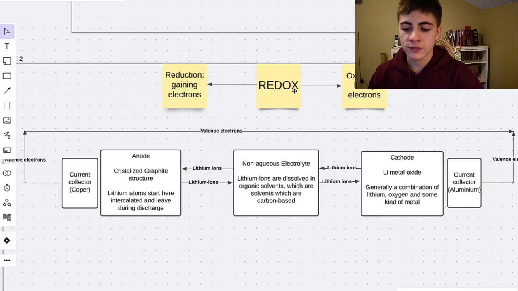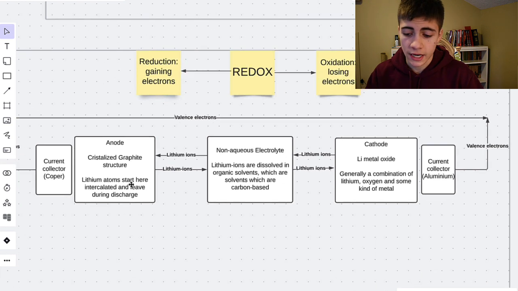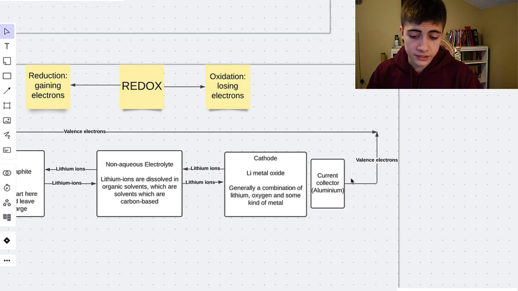One of the things I have to explain is the redox reactions. Basically, in every battery, not just lithium-ion batteries, there are 2 reactions happening: reduction and oxidation. Oxidation is losing electrons, and reduction is gaining electrons. Oxidation plus reduction is called redox reactions. During the discharge, when the valence electrons are leaving, the anode is getting oxidized. When the valence electrons go to the cathode, the cathode is gaining electrons, so reduction is happening.